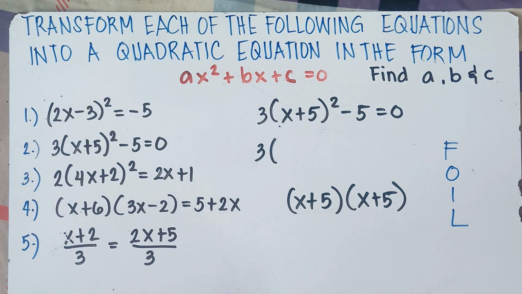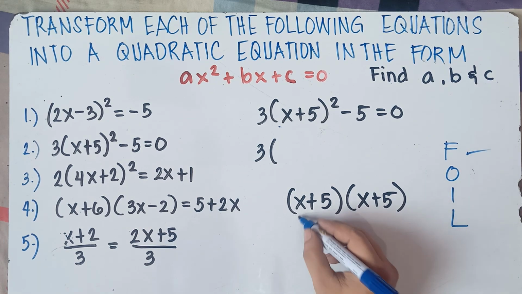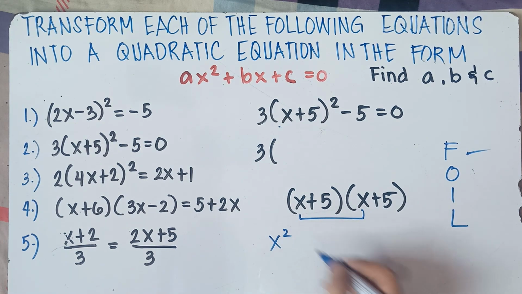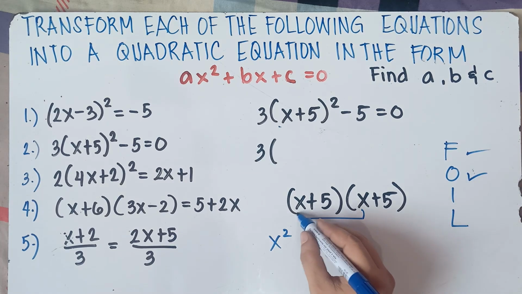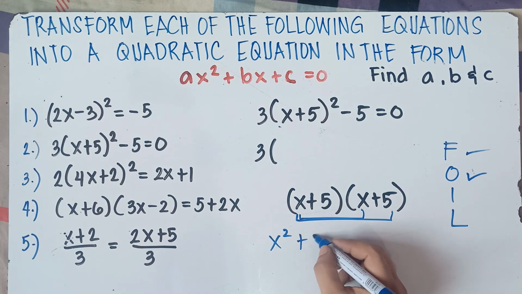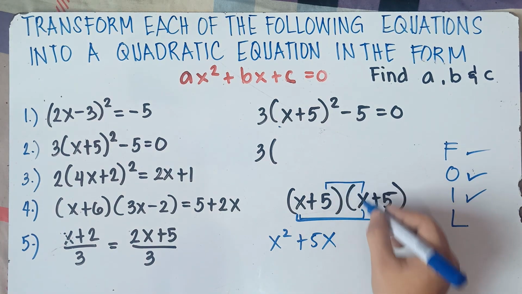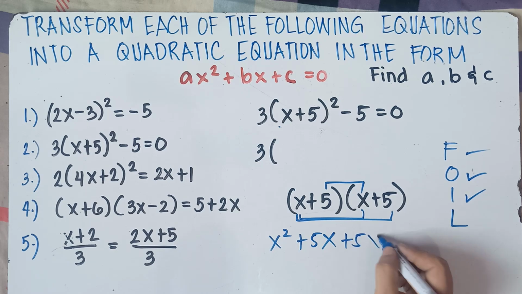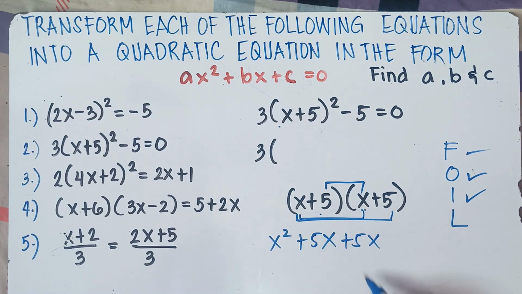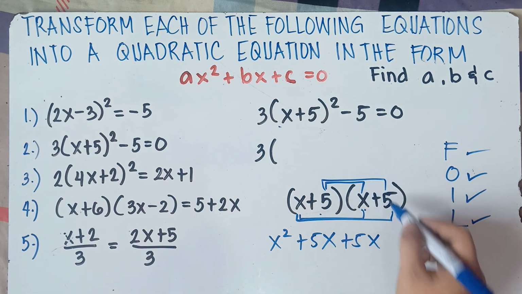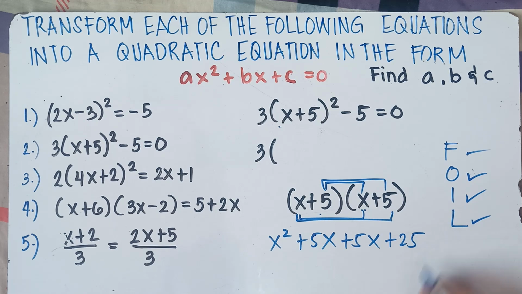Let's have two solutions, class, for numbers 1 and 2. And for number 3, let's just simply use the square of binomial. Alright, so first, x times x, that would be x squared. Outer, x times positive 5, that's positive 5x. Inner, 5 times x, that's positive 5x. Positive times positive is positive. Then last, positive 5 times positive 5, that's positive 25.